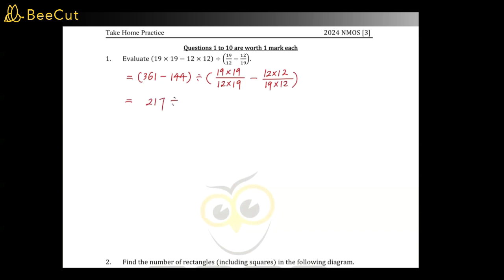So divided by, right, this is 361 over 228 minus 144 over 228. This gives us 217 divided by 217 over 228.